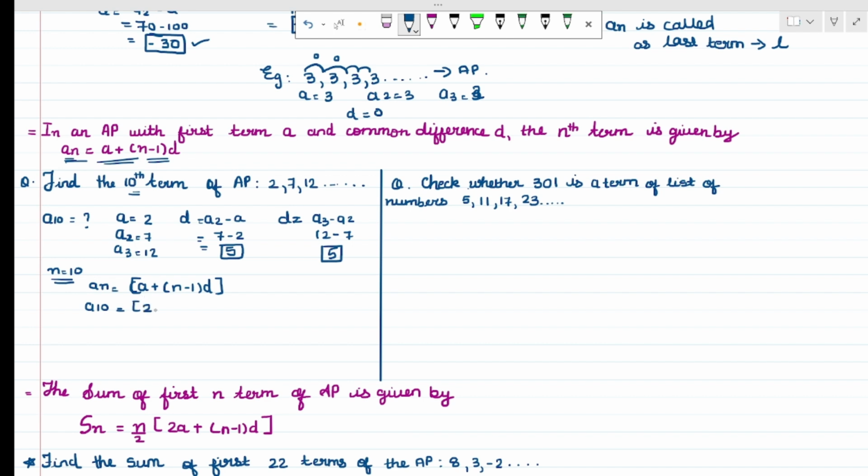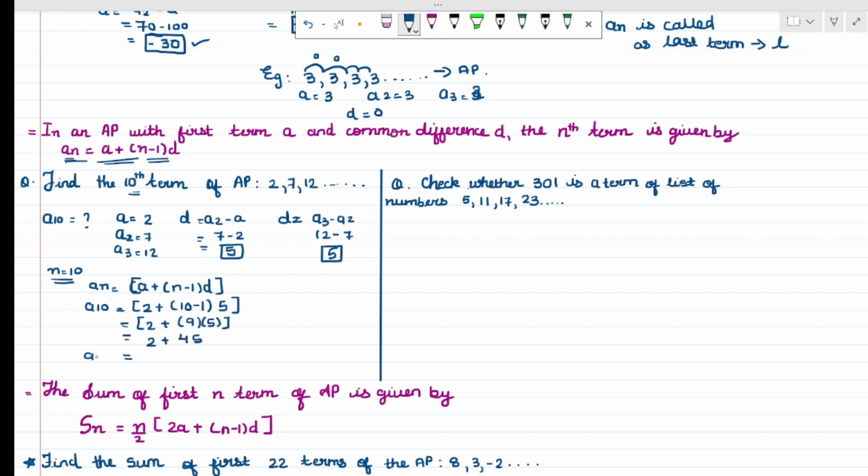My A is 2 plus 10 minus 1 into, what is my D? My D is 5. Okay. So 2 plus 10 minus 1, that means 9 into 5. Okay. So I get my answer 2 plus 9 5s are 45.